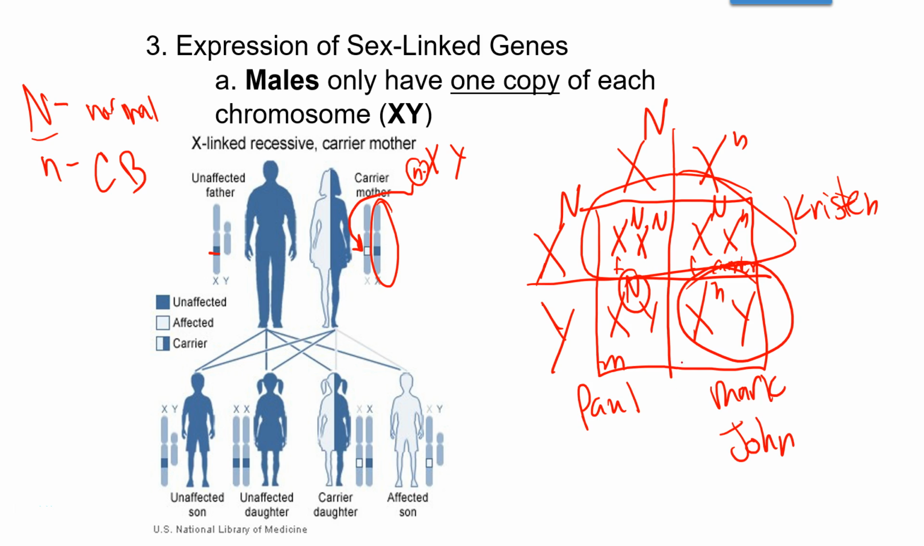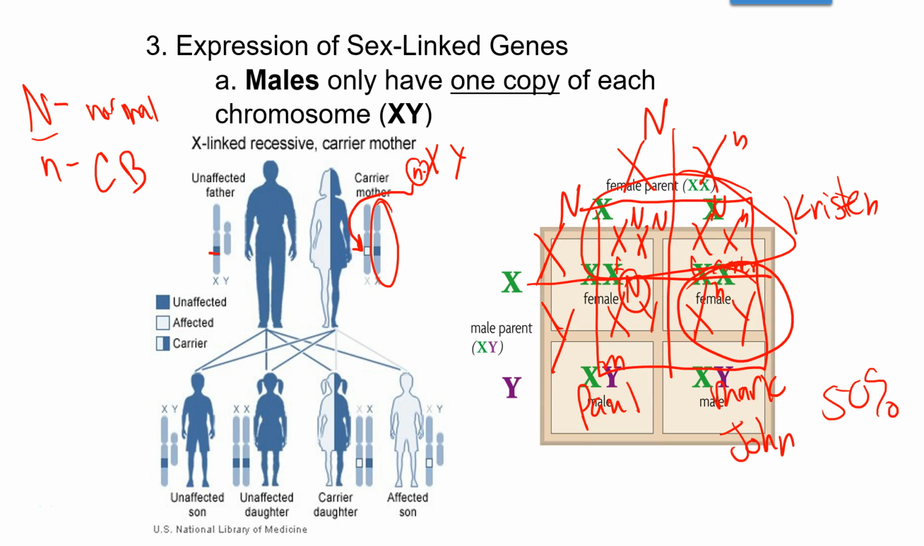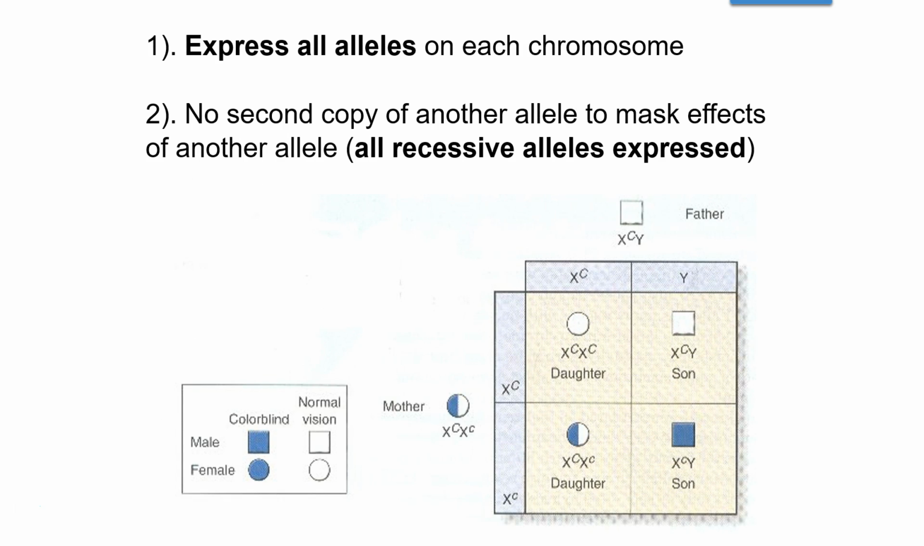And so even the chance of my parents having a colorblind child is only 25%, yet 50% of their children are colorblind. It's because a Punnett square doesn't dictate the actual outcome, it's just the probability. And so that's what happens because there's no second copy.